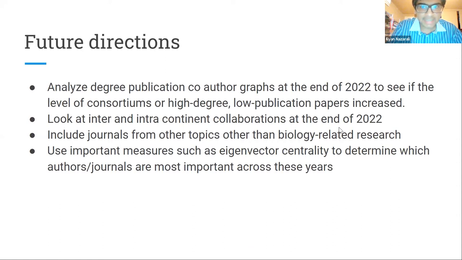I'm going to look at data from 2022 to see if those findings hold consistent with the findings I have right now about how COVID impacted the various years. And I'm going to look at other journals in other science areas, rather than just topics related to biology research. And I'm going to look at other important measures, particularly this eigenvector, which can determine which authors and journals are common across all these three years.